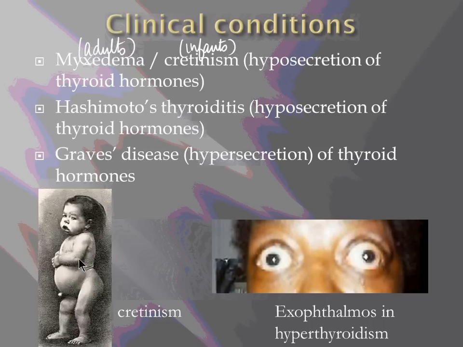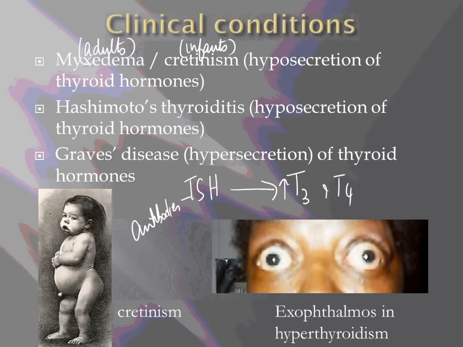And then hypersecretion of the thyroid hormones could be due to a little tumor in the gland causing increased production of T3 and T4, or Graves' disease, which is an autoimmune disease where antibodies are produced and these antibodies resemble TSH. So what does TSH do? It stimulates the thyroid gland, right? So this will cause increased production of T3 and T4.